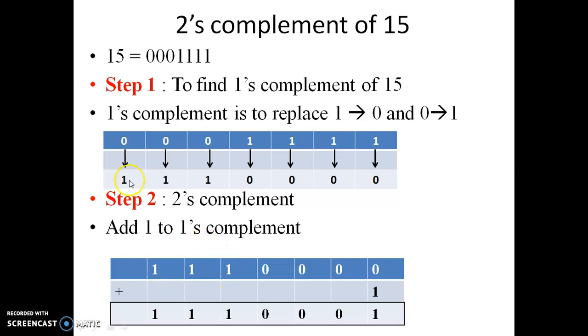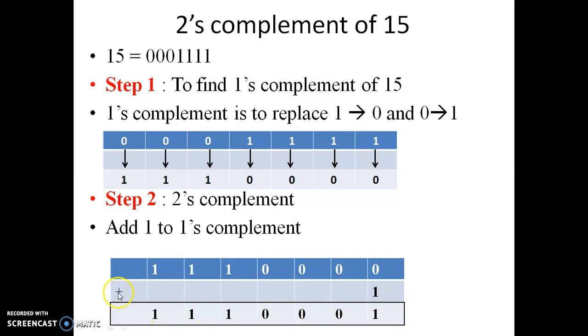What is the 1's complement? 1, 1, 1, 0, 0, 0, 0. That we have written here, and we add 1 to it to get the 2's complement. So it is 0 plus 1 is 1, and the rest, 0, 0, 0, 1, 1, 1, stay as they are. So the 2's complement equivalent of minus 15 is 1, 1, 1, 0, 0, 0, 1. This is how we represent minus 15 in 2's complement form.